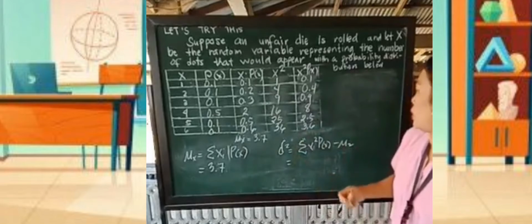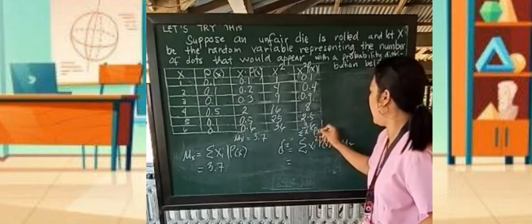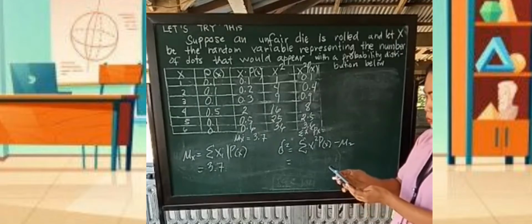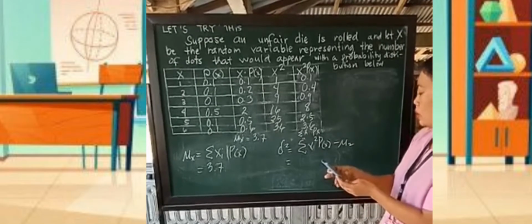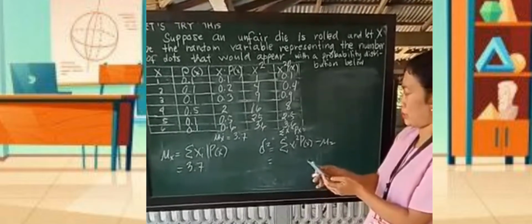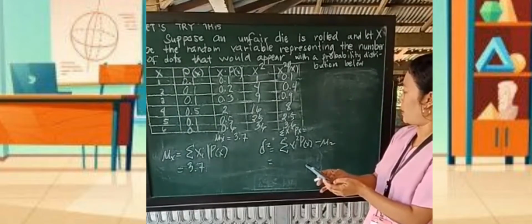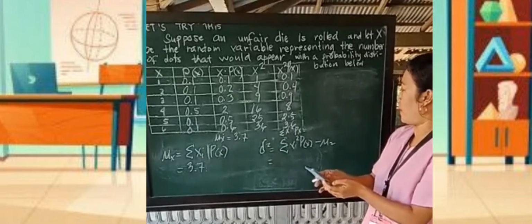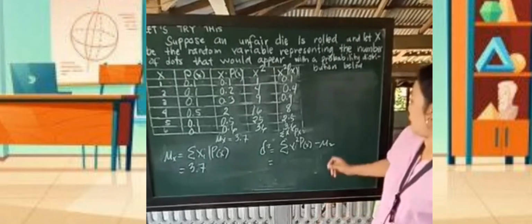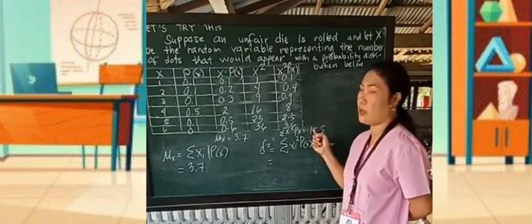Okay, we are going to get the sum. The summation of x squared p(x) is equal to 0.1 plus 0.4 plus 0.9 plus 8 plus 2.5 plus 3.6, which is equal to 15.5. Okay, we're going to substitute the values that we get.